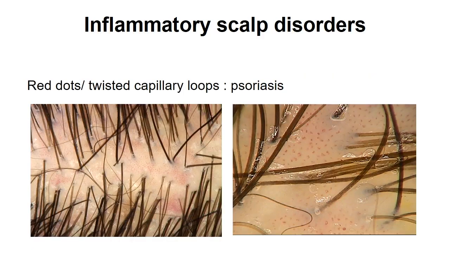But psoriasis has a different vascular pattern. Here you see scalp psoriasis at low magnification, and you see these red dots. And if you go up to higher magnification, you see the twisted capillary loops. These are very, very typical, and so dermoscopy can give you a presumptive diagnosis of scalp psoriasis.